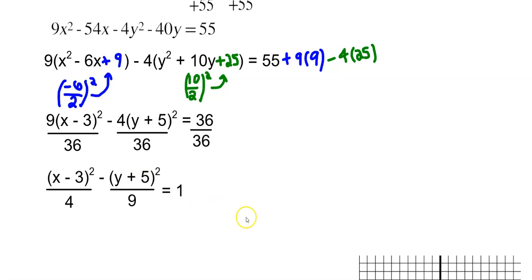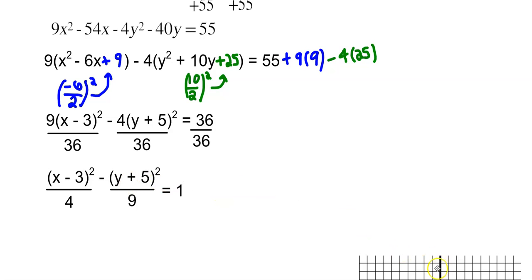There we go. So it's going to end up looking like this, and then you'll be able to know where your center is. It'll be at 3, negative 5. You'll know the transverse axis would be the square root of 4, which is 2. The conjugate axis, that's only half of the transverse axis. That would be the distance from the center to your vertex. The square root of 9 would give you 3, which is half of the conjugate axis. That would be in the y direction because the y variable is above it.